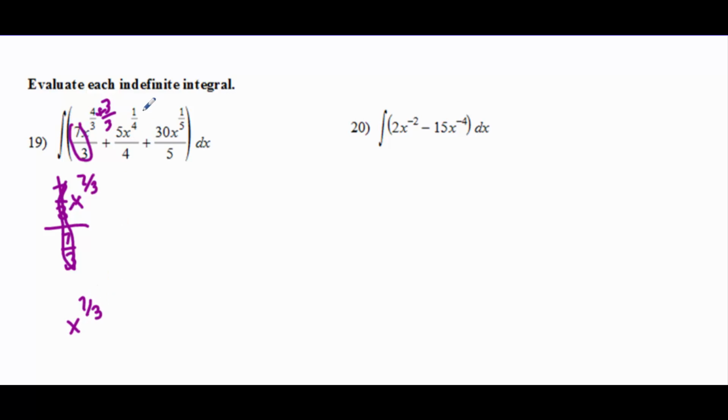And we're going to do the same thing with each of these other two terms. So add 4 over 4. So I need to divide by 5 over 4. Well, that cancels. So this is plus x to the 5/4. Add 5 over 5, and I get 6 over 5. If I do 30/5 divided by 6/5, the 5's cancel, and I do 30 divided by 6, which is 5, x to the 6/5 plus c.